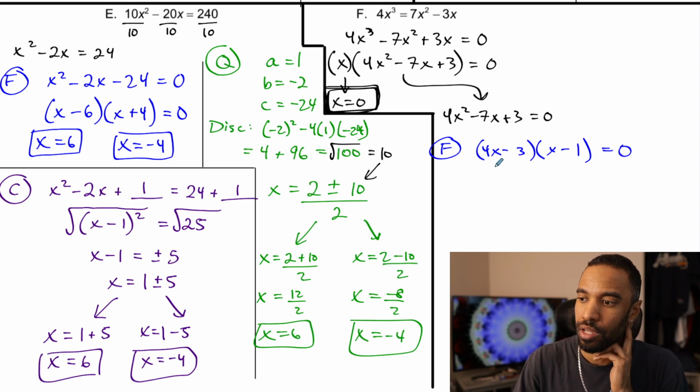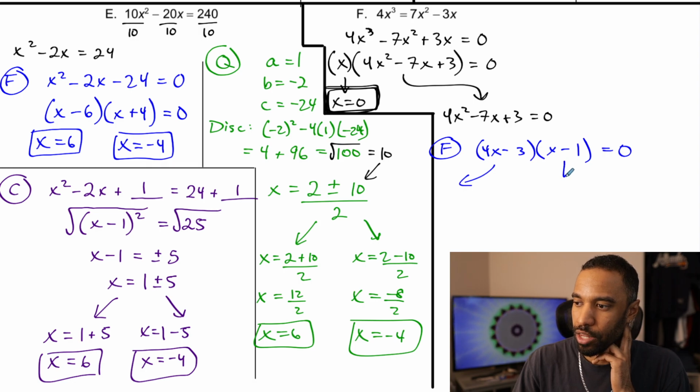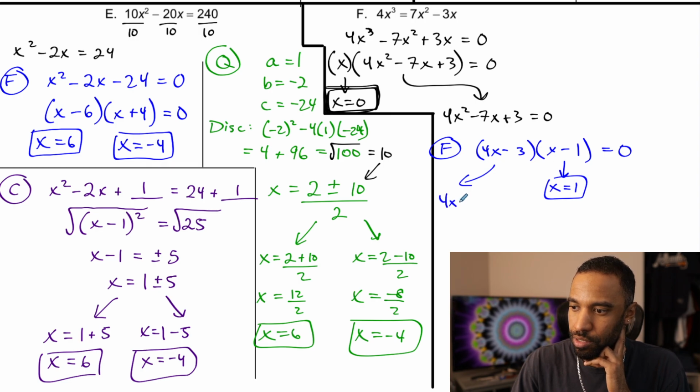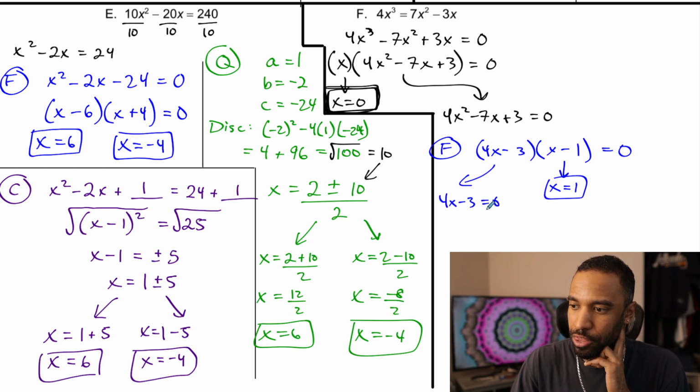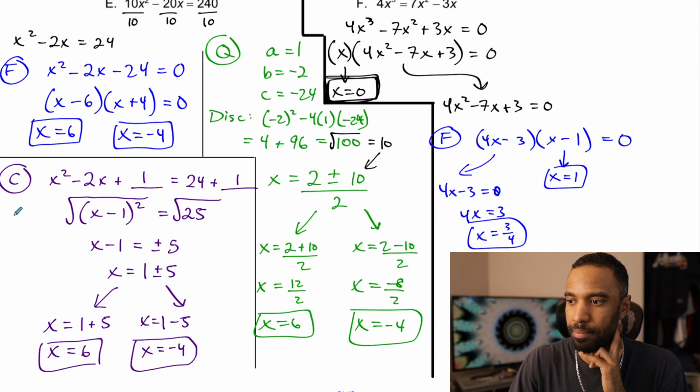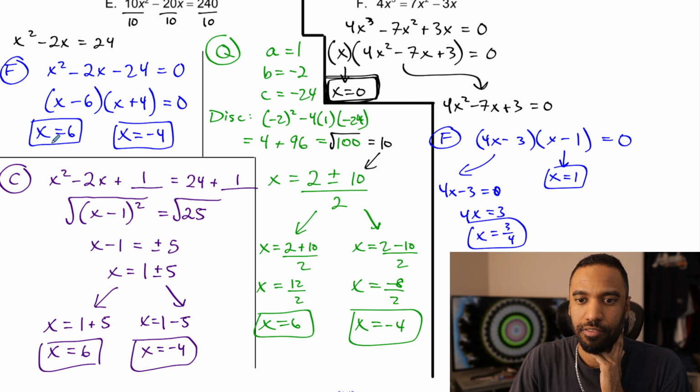That's my strategy. Okay, let's get this one out of the way right now. x minus 1 equals 0, so x equals 1. The other one, if 4x minus 3 equals 0, add 3 to both sides, you get 4x equals 3. You divide both sides by 4, you get x equals 3/4. Okay. That's solving by factoring.